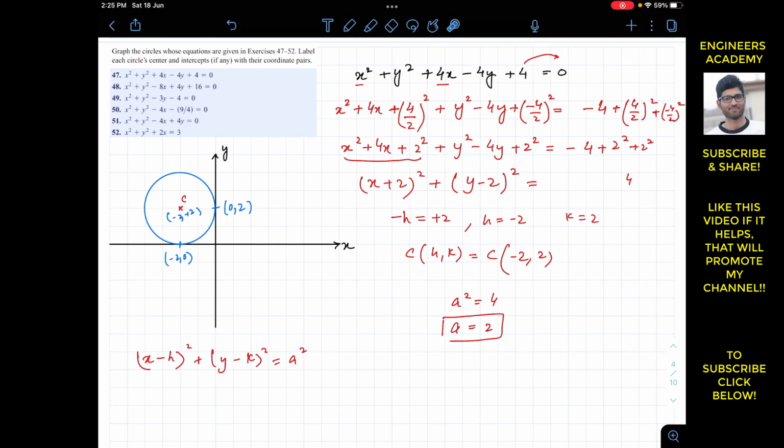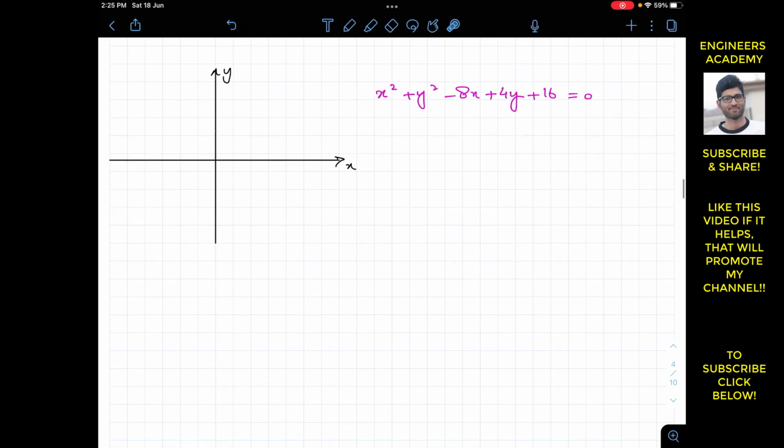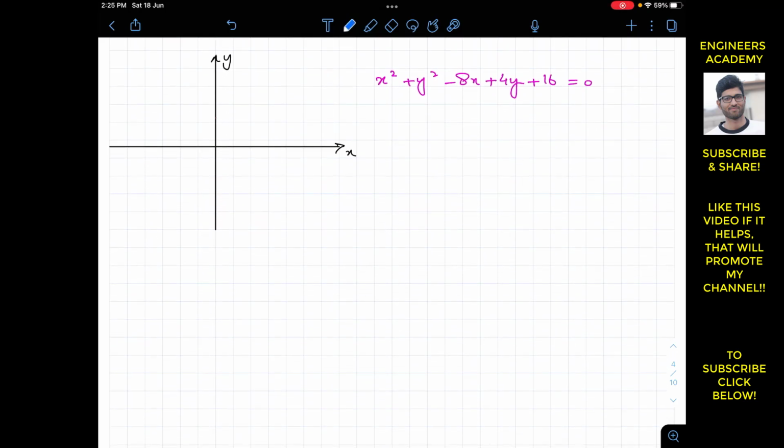So now let's move to the exercise 48. So now the exercise 48 is x square plus y square minus 8x plus 4y plus 16. Now again we need to write the x terms on one side. So we can write that x square minus 8x, and then I will write plus y square plus 4y, and let's write this 16 constant on the other side of equation, so that will become minus 16.